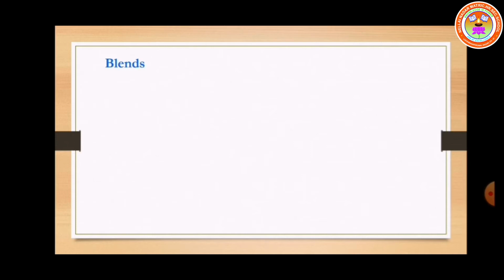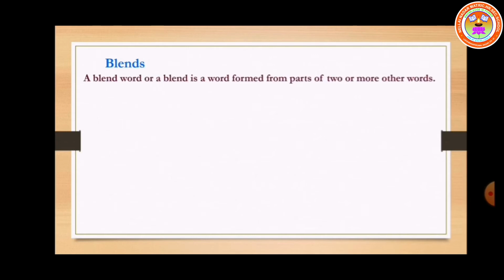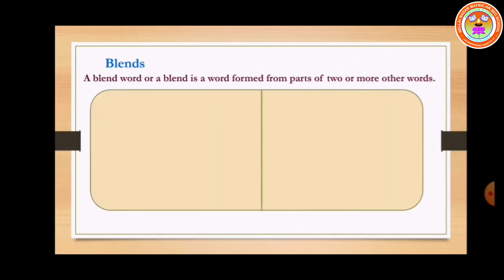The next one, blends. We have seen the clipped words earlier. Now we are going to blends. What do you mean by blends? A blend word or a blend is a word formed from parts of two or more other words. The first one, clipped word, is from the particular word we take a small part of it. We brief it. Here blends from two or more words put together, we form or coin a new word that is called blends. We can see the example now.